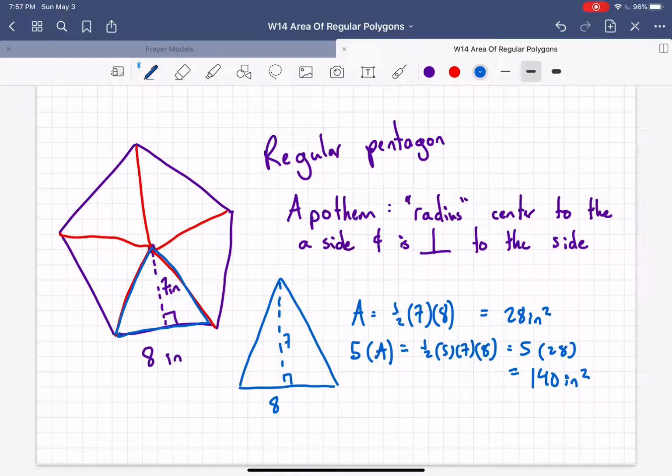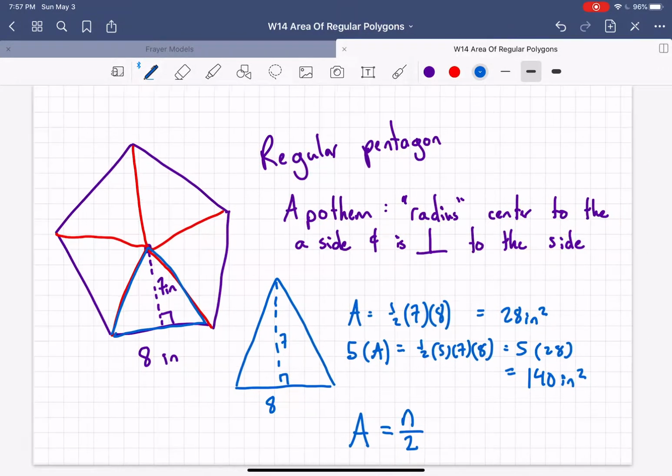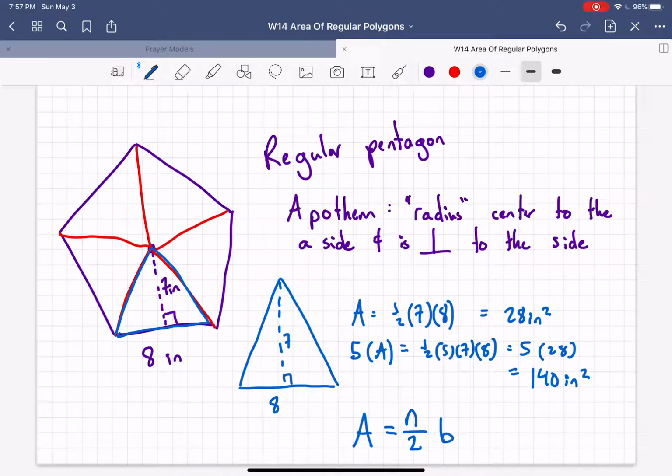All right, so that was a nice, clean example. We already had the apothem. But unfortunately, we don't always get that. And the short version of that formula is A is equal to n, which is the number of sides, divided by 2, times the base, or the side, times the apothem.